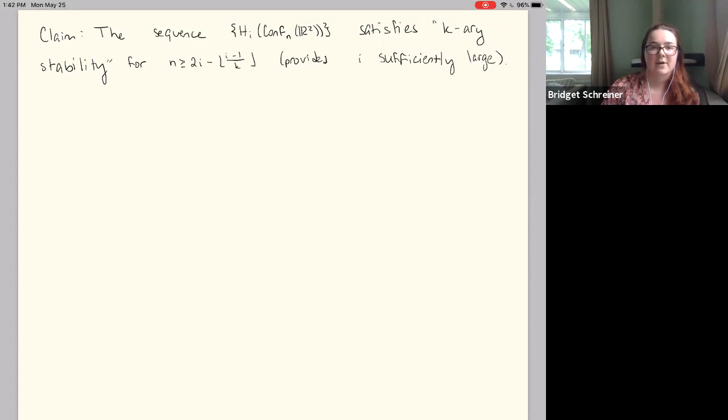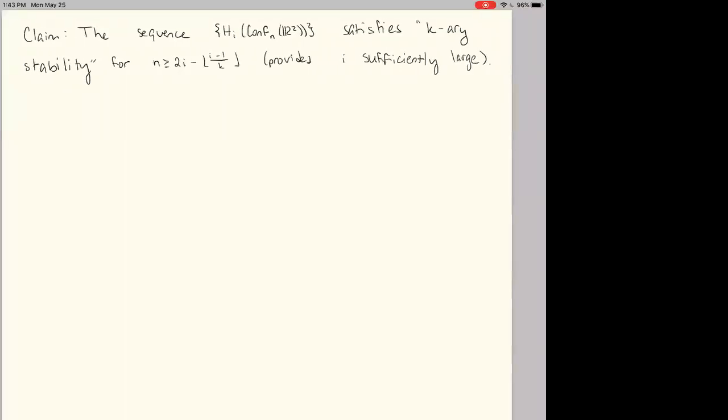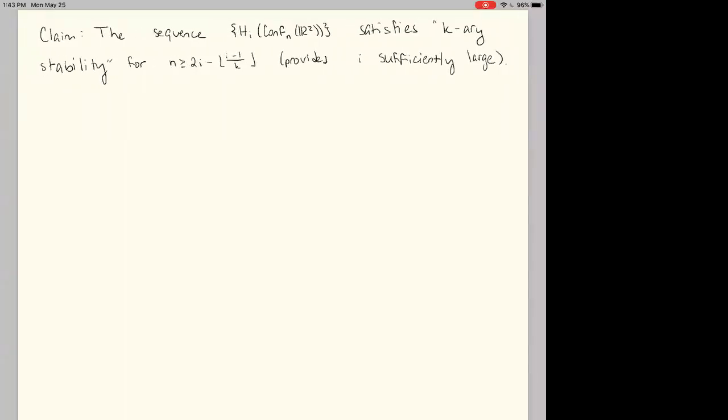And then I put this note that i needs to be sufficiently large here, which I'll show a picture for what I mean by that in a minute. This didn't come necessarily from anything theoretical, it just came from what we noticed when we were looking at the data. Sorry, so this claim says that the more refined stability happens in a smaller range.